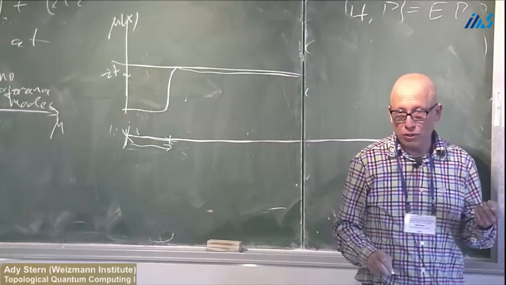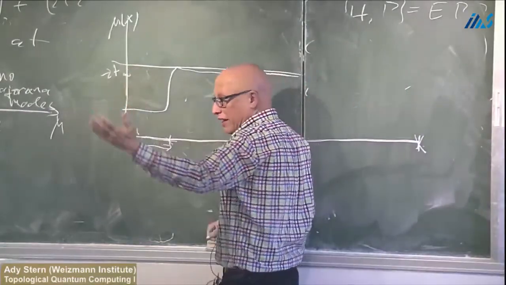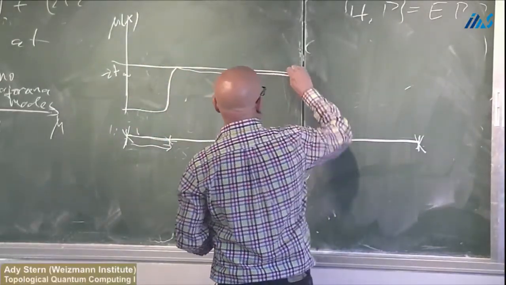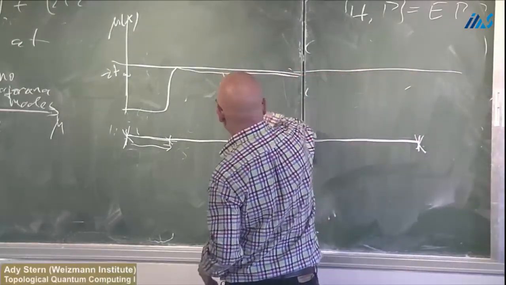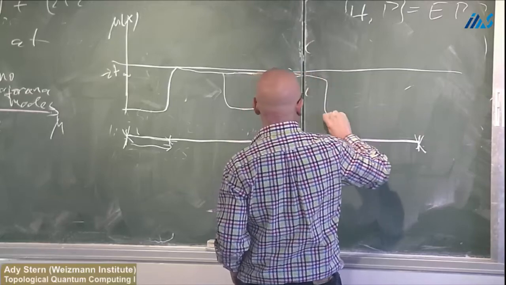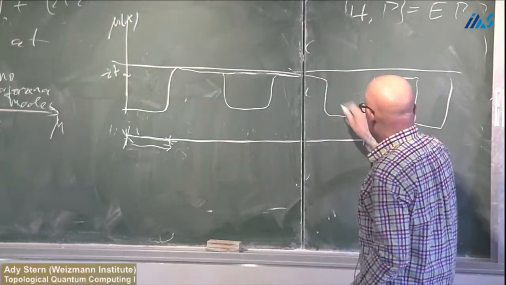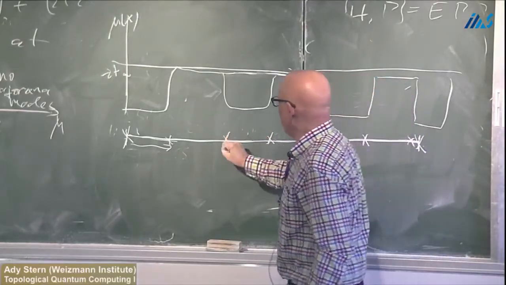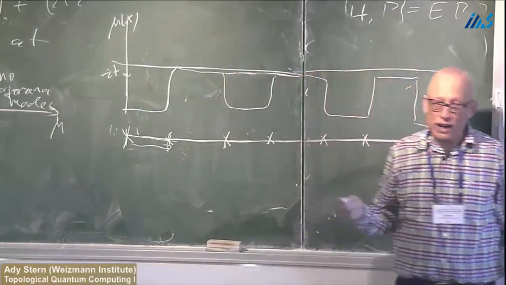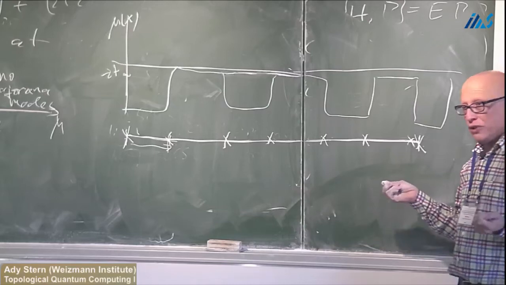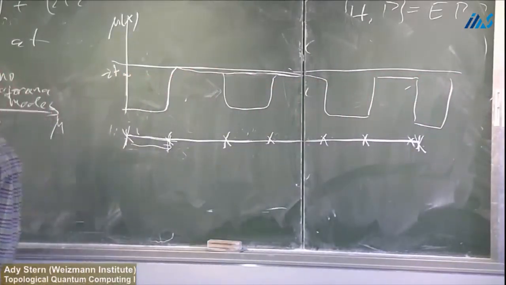So another thing I could imagine doing, now that I clarified that mu is a function of position, is to do it again and again. I can have mu as a function of x that will look something like that. And then at any transition region like this, I will have a Majorana fermion. Now I will have much more than one, and I will need to count the degeneracy of the ground state. I will need to count how many operators that commute with the Hamiltonian and commute with one another exist, and count the degeneracy properly. I'll do it in a few minutes.